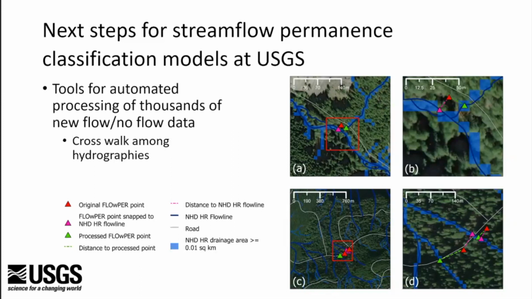But just to illustrate some of the mundane issues that we have to deal with, this is a figure where you've got our original flow observation point, the red triangle. You can automatically snap it to a flow line, but then you have to reassess, is that a proper snap? Confluences become a big issue, where this got snapped to this large main stem, but really it needed to get manually moved and assessed to get moved to a smaller tributary.